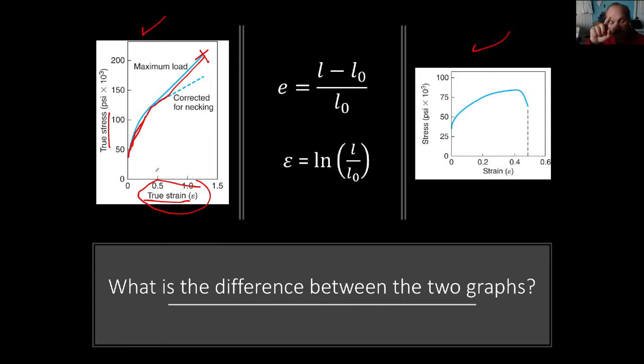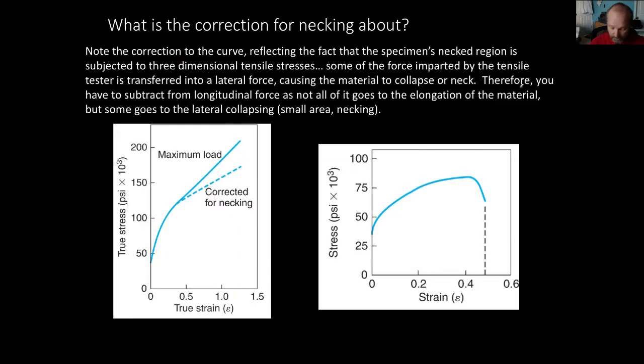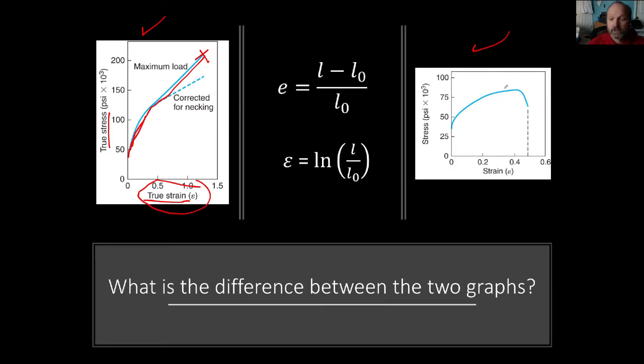So your P, being load over area, that P over area ratio is going up faster than the P over A naught ratio would go up. Okay, so that's why this stress keeps going up. And on the right side it doesn't, because we're not accounting for the instantaneous cross-sectional area.